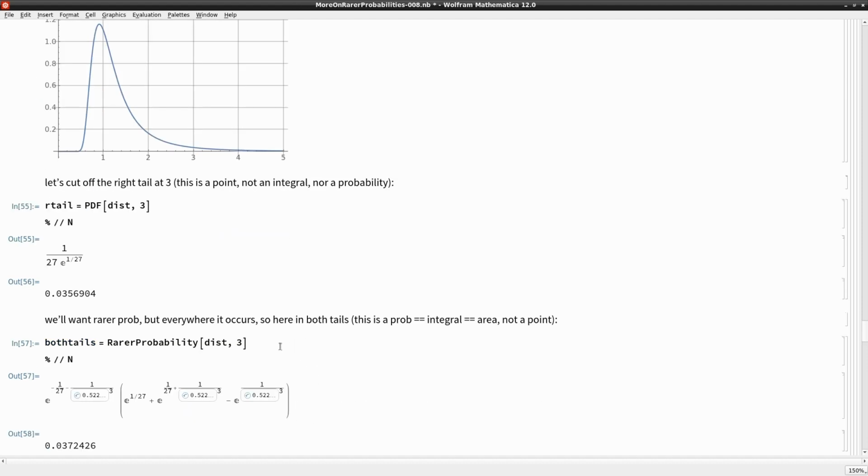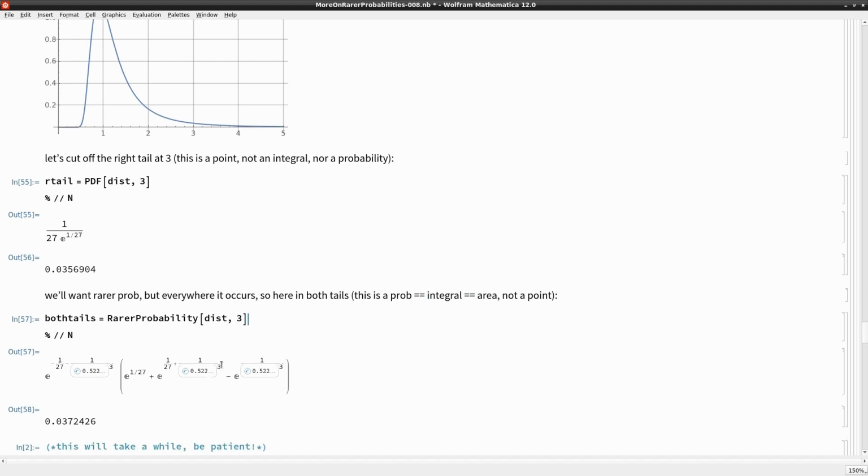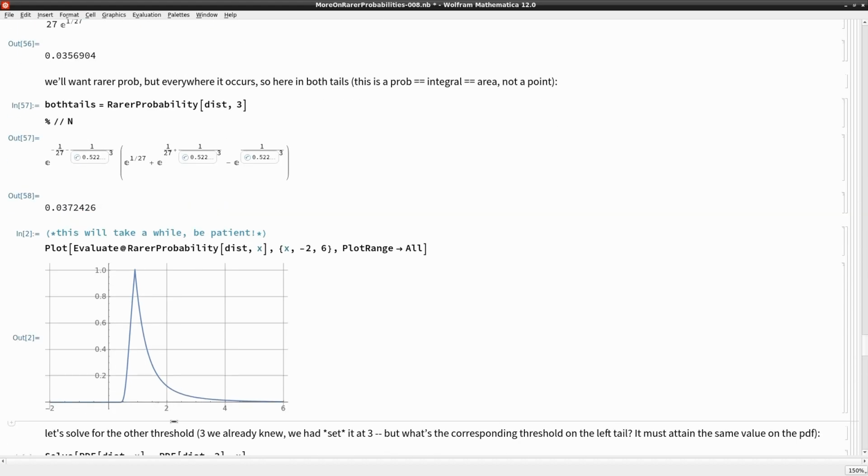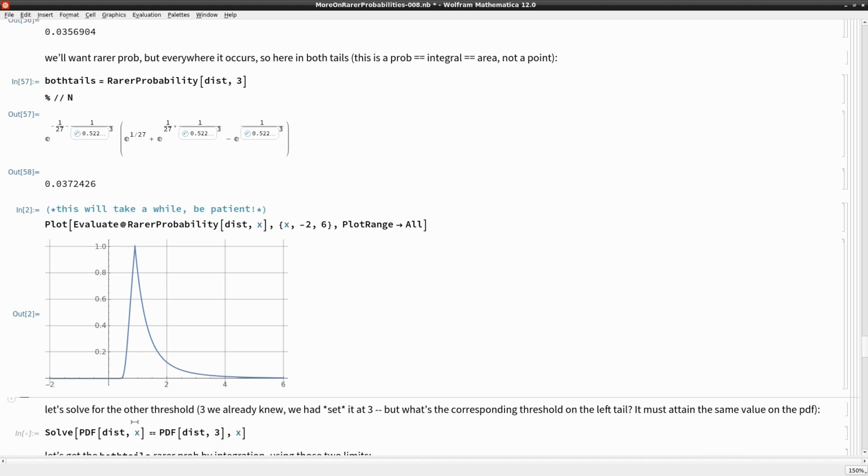So here, if we are looking it up on both tails, keep in mind, this is now a probability, and it's also an integral, and it's also an area. It's not a point. So this number now represents a two-dimensional area. It's an area under a curve. It's a probability. It's an integral. And let's plot it. I've already done this because it takes several minutes to compute. And we now want to solve for the other point.